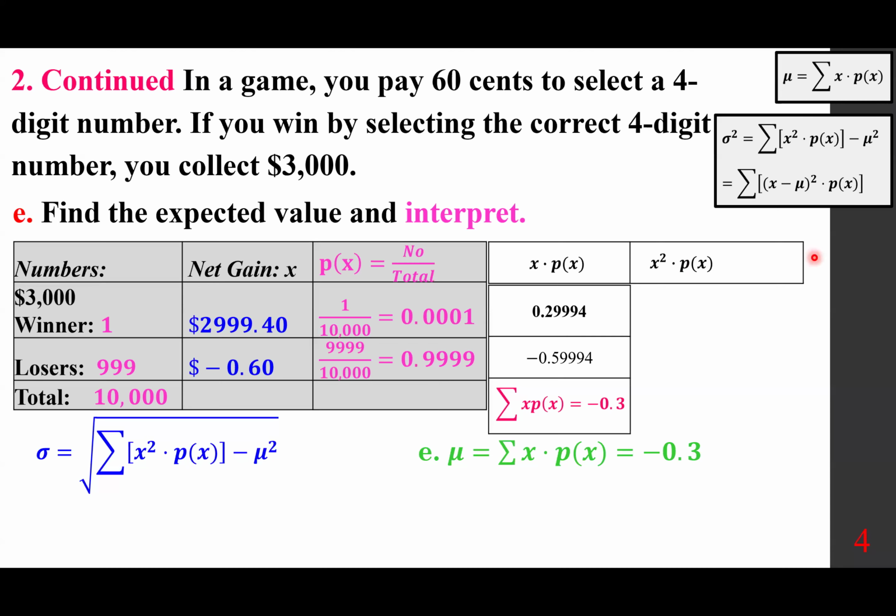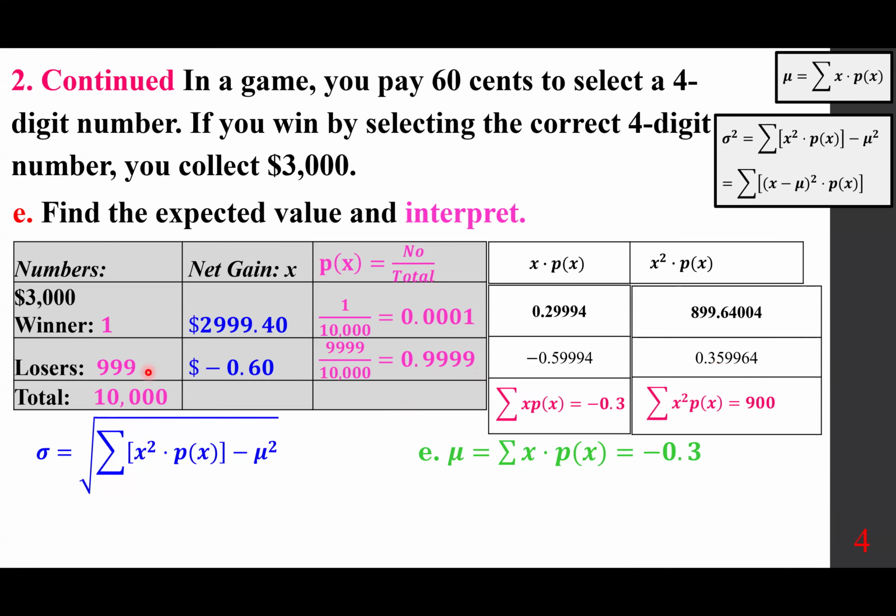We put it into the calculator. Again, square this one times 0.0001, square this one times 0.9999. And now add the two. This is about summation, okay? So we are going to add the two.